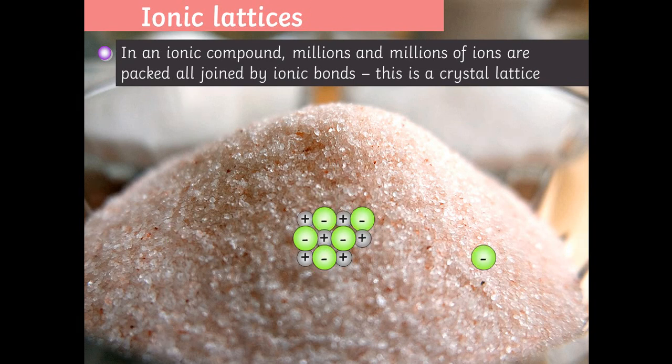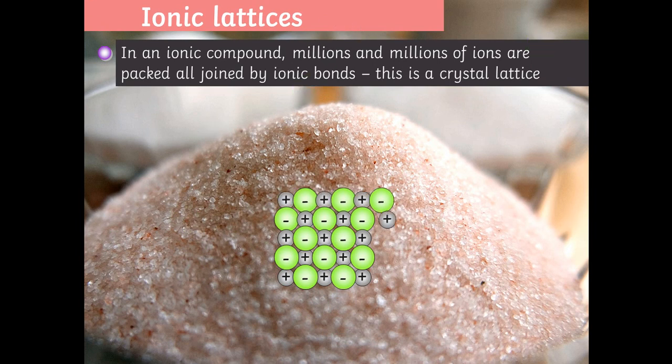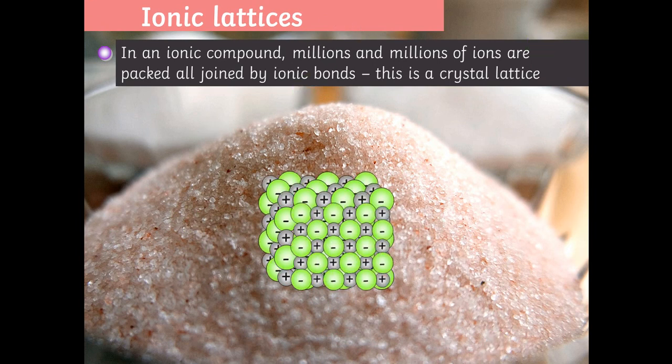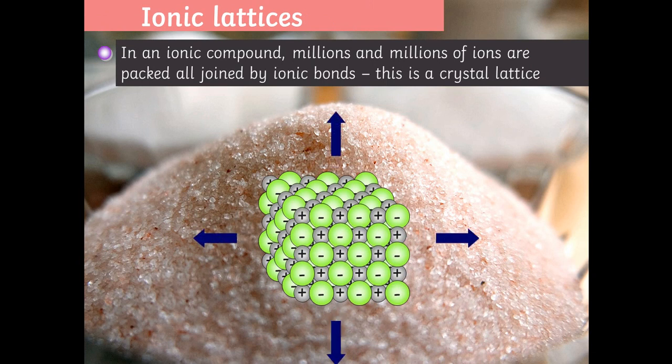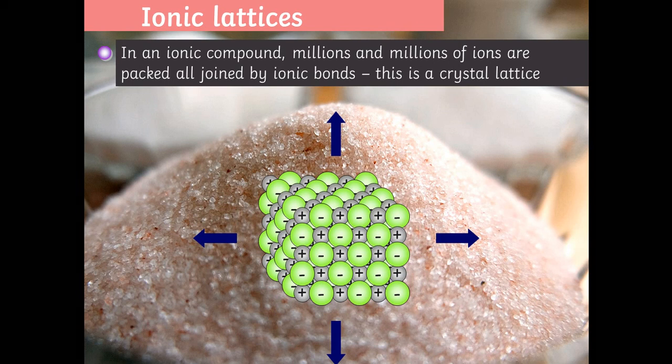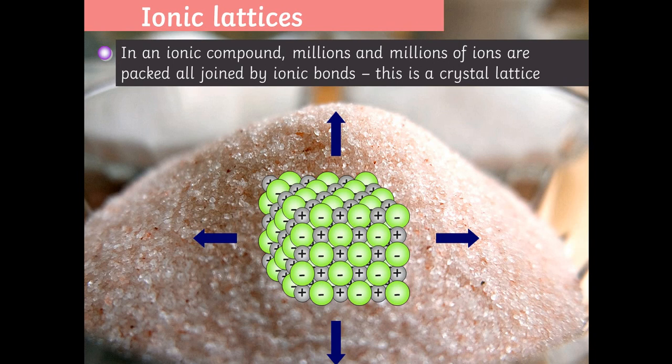Ionic lattices. In an ionic compound, millions and millions of ions are packed, all joined by ionic bonds. This is called a crystal lattice. So basically a crystal lattice is formed by the formation of ionic bonds between millions and millions of ions. The strong attractions among the positive ions and the negative ions in an ionic compound result in the formation of a crystal lattice. A crystal lattice is a three-dimensional geometric arrangement of particles.